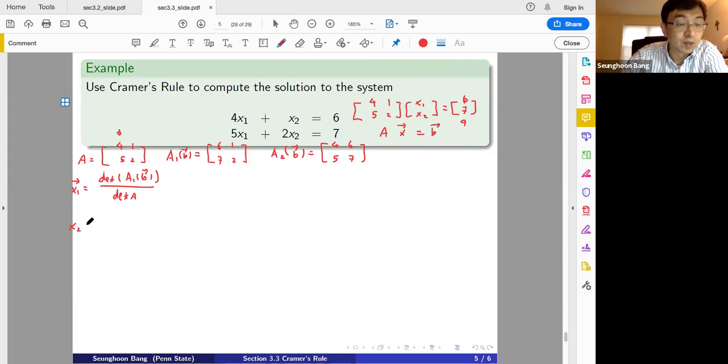x2 is the determinant of A2, vector B, over the determinant of A. The determinant of A1B is the determinant of this one. So we can use 6 times 2, 12, minus 1 times 7, which is 7, over the determinant of A, which is 4 times 2, 8, minus 1 times 5, 5. The answer is 5/3, right?